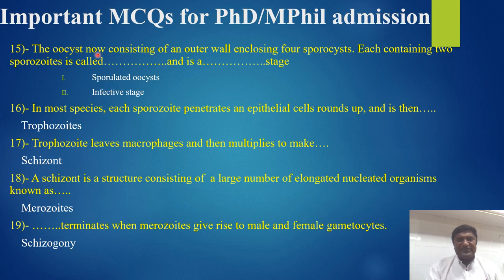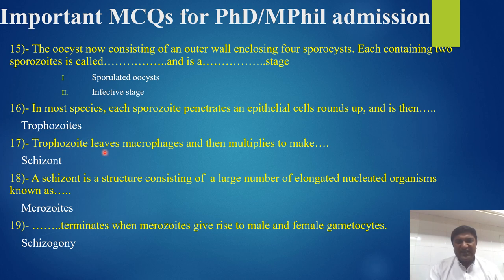The oocyst, now consisting of an outer wall enclosing four sporocysts, each containing two sporozoites, is called dash, and it is a dash stage: the sporulated oocyst, the infective stage. In most species, each sporozoite penetrates an epithelial cell, rounds up, and is then called dash, the trophozoite.